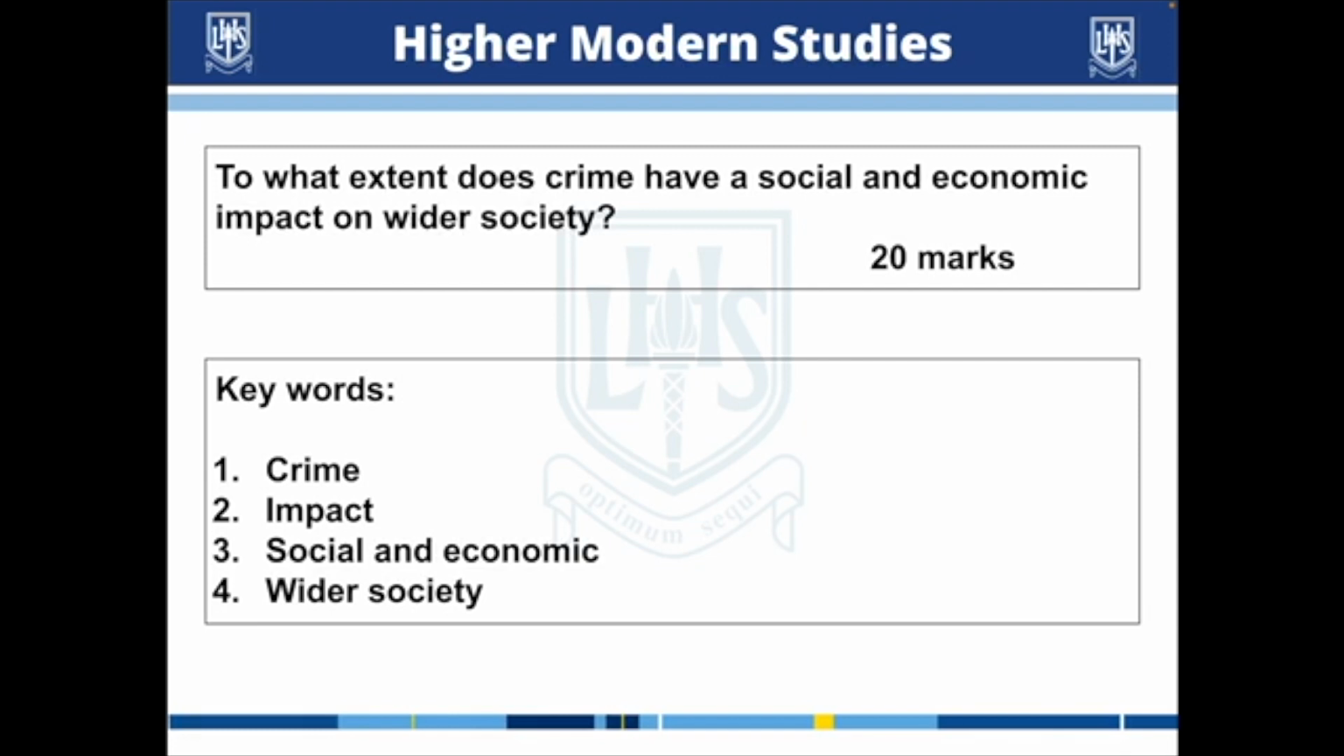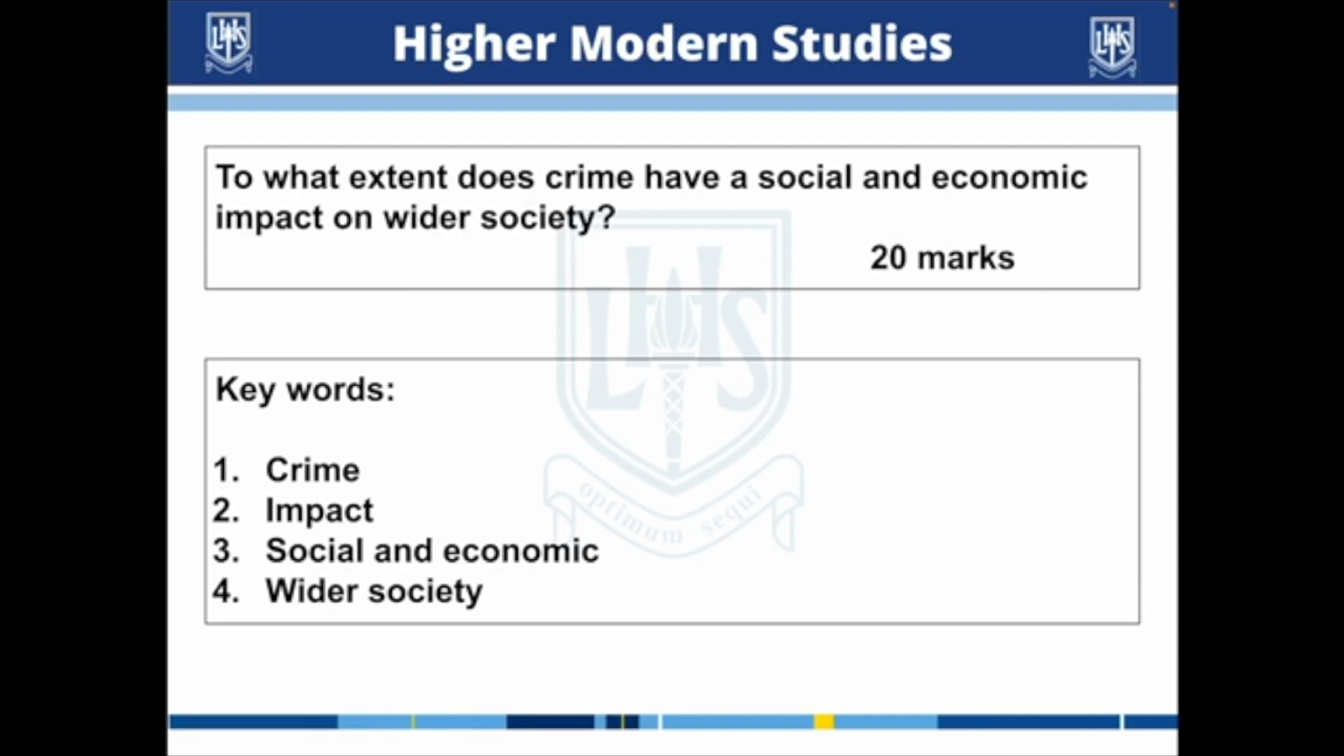We need to say, yes, it does have an impact. No, it doesn't have an impact. Social and economic. So we're not just talking about one. We're talking about social, which is relationships. We're talking about economic, which is finances, money. And then finally, wider society. We're not talking about victims. We're not talking about families. We're talking about society as a whole. Okay? So that's the key words to think about in the question.